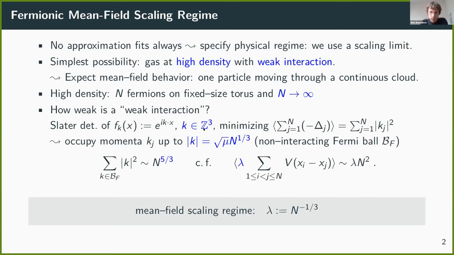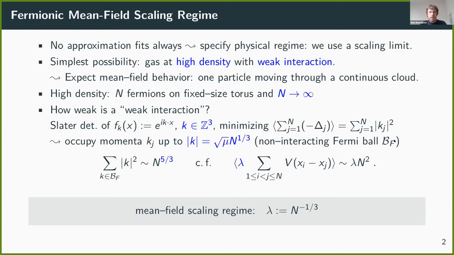So let's take this Slater determinant of plane waves and try to minimize the expectation value of the non-interacting system, just the kinetic energy. That's just the sum of the squares of the momenta. Which momenta should we pick? We want to minimize this, so we want to pack all momenta as close as possible to the origin, while at the same time no k can be occupied more than once because of the Pauli principle, because of the anti-symmetry of the wave function. That means you're filling up a ball, the non-interacting Fermi ball, call it B_F.